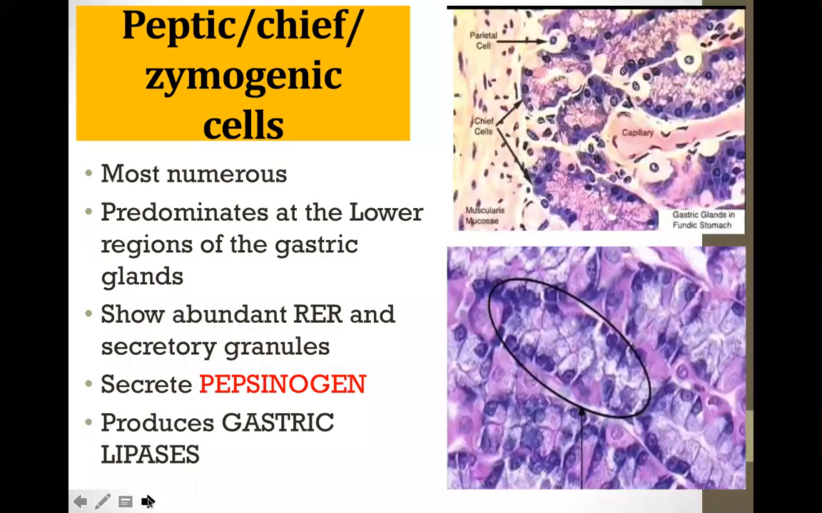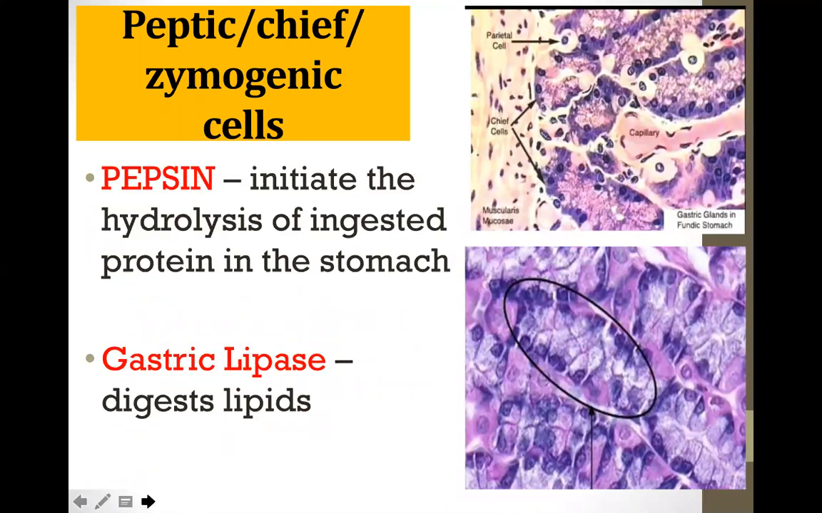Okay? Next would be the peptic chief cell or zymogenic cell. And as I mentioned, they are the most numerous. They secrete pepsinogen, and sorry, not just pepsinogen, they also produce gastric lipases. Lipases are responsible for breakdown of your fats. Okay?